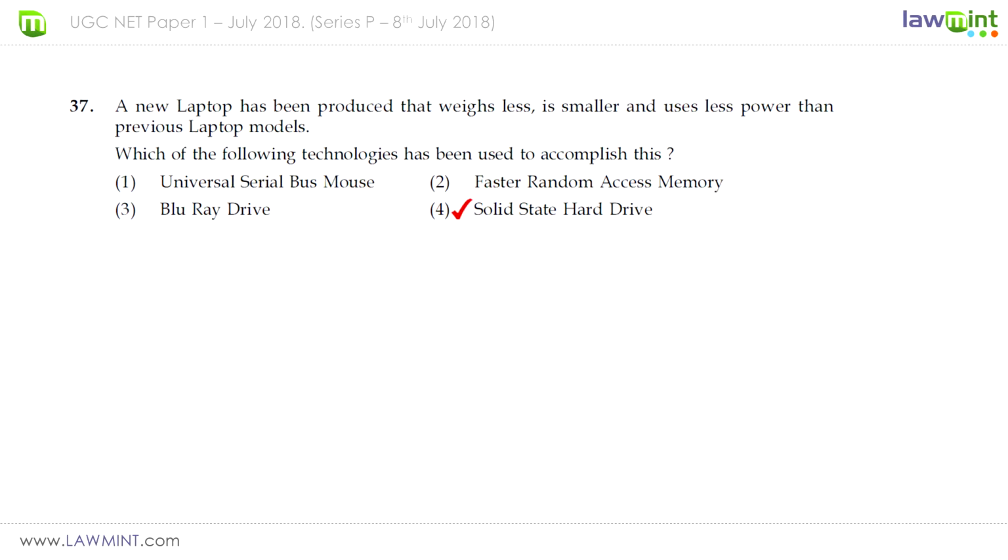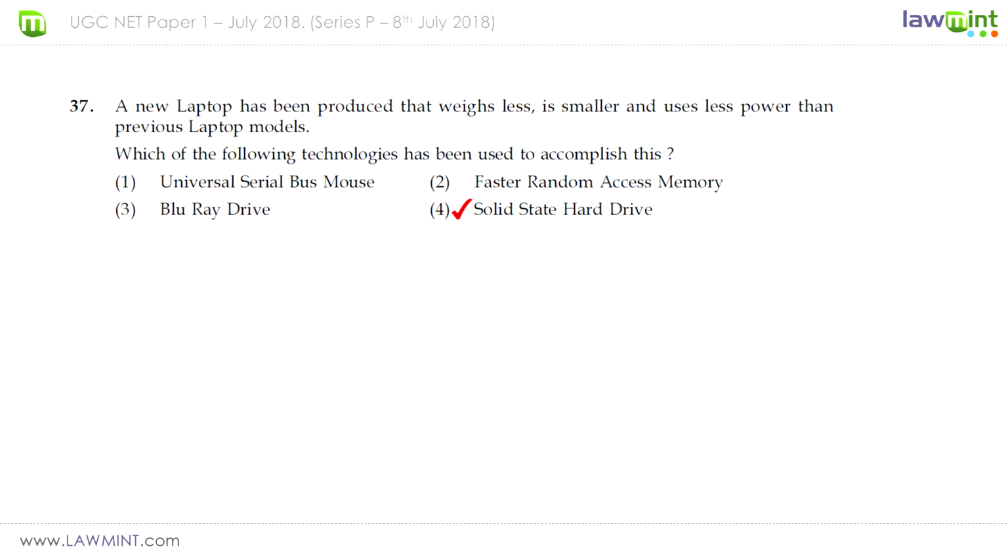For question number 37, we are given four different technologies and asked, in a new laptop, which of these technologies makes it weigh less, smaller and use less power? Now, if we start eliminating the answer choices, we see that 1 will be the first which can be removed, because Universal Serial Bus mouse is an external device. By adding a mouse, you are not going to reduce the weight of the laptop, so that can be removed. The second option, faster random access memory, yes, the memory is faster, the laptop is faster, but it does not have any implication on the weight of the laptop. That can also be eliminated.